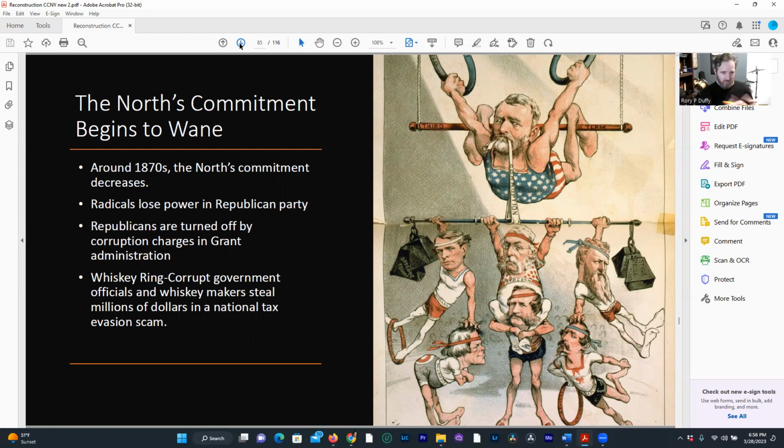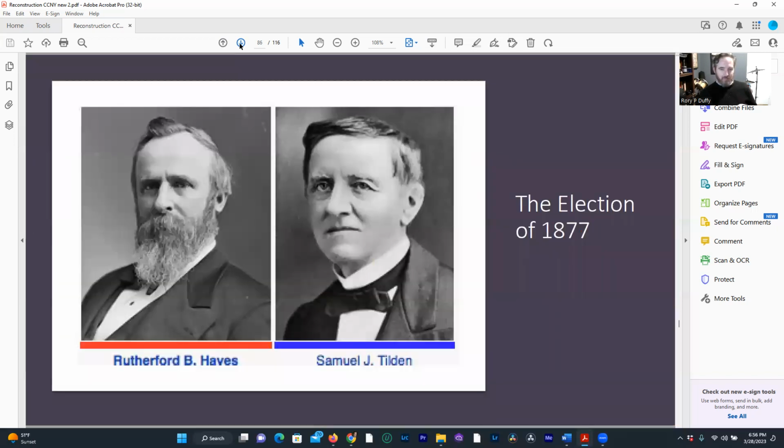Radicals are losing power in the Republican Party. There is a lot of corruption in Grant's administration, and the radical Republicans are kind of turned off by that. Specifically, the big one being the Whiskey Ring: corrupt government officials and whiskey makers were stealing millions of dollars in a national tax evasion scam.